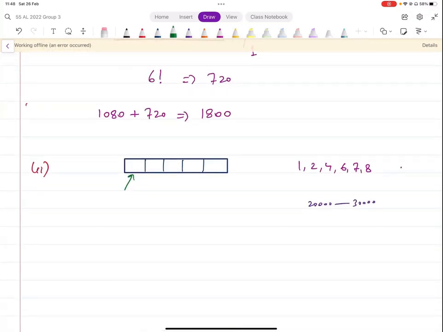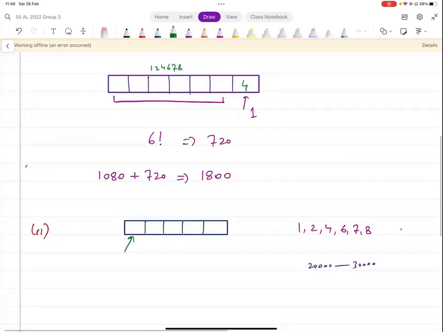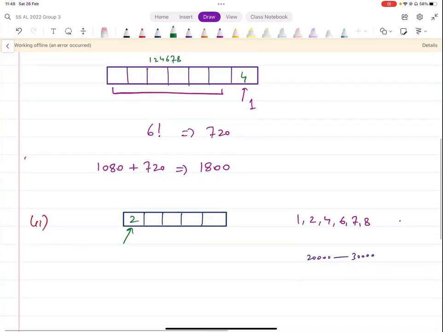Out of these, what can we input? Here we can only input two. So we put two here. How many ways do we have for doing this? Only one way. There's only one number. That's two.